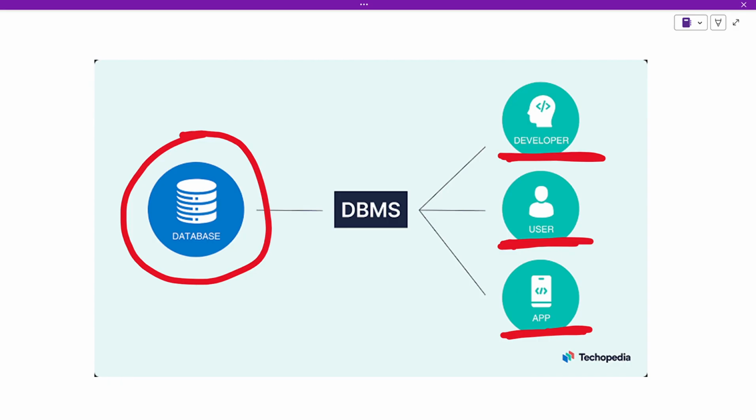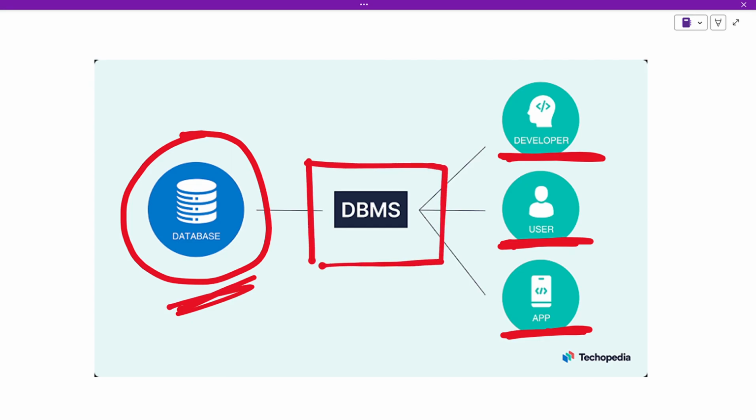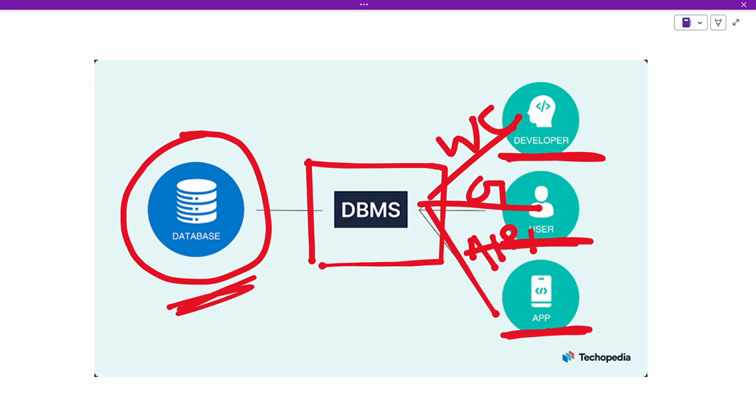So we needed some system, and since we have a database and we needed a management system, we called this software DBMS. So this software called DBMS provides some APIs to all the developers, users, and applications. See, the API could be anything. For a developer, it could be the workbench or any kind of command line interpreter, for the user it could be a GUI application, and for an application, it could be an API.